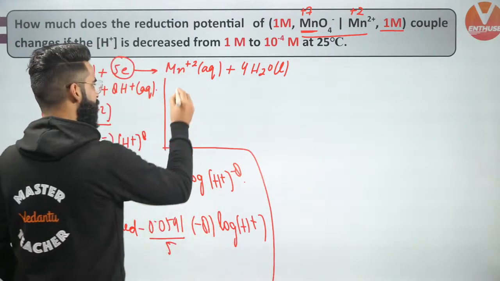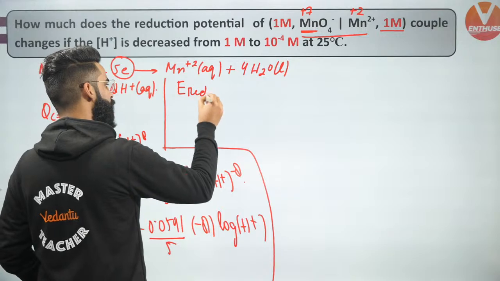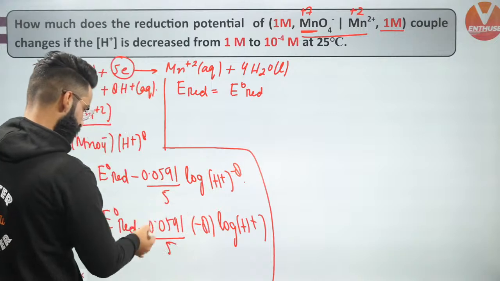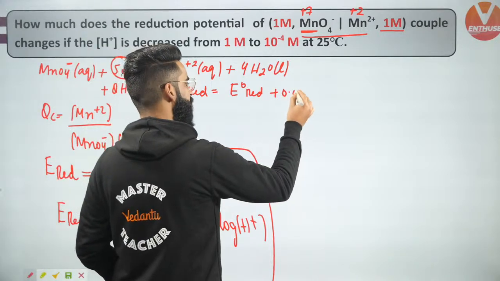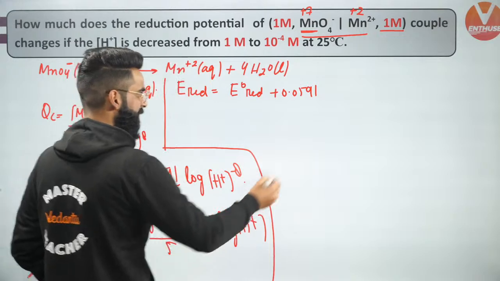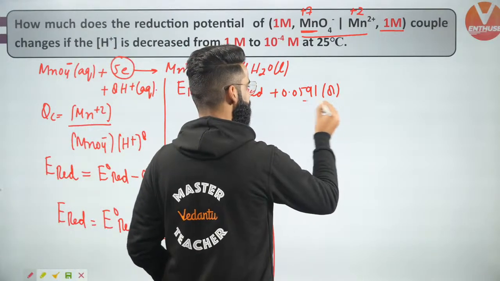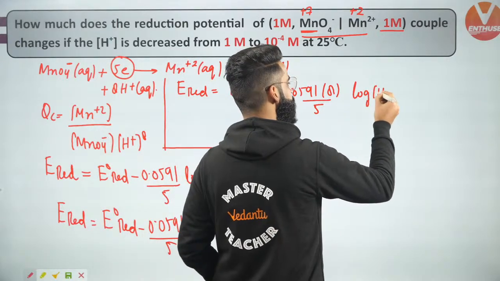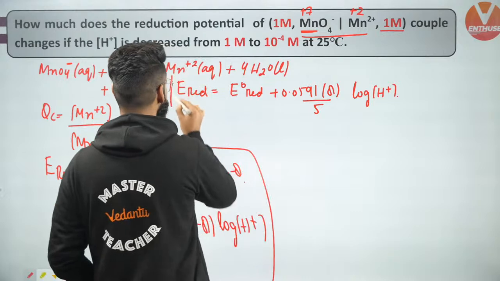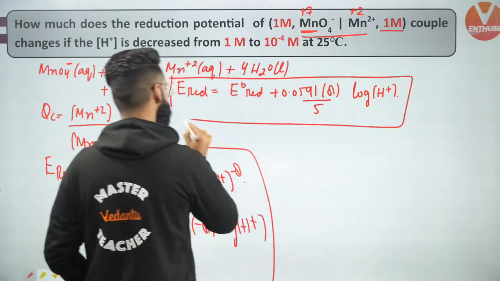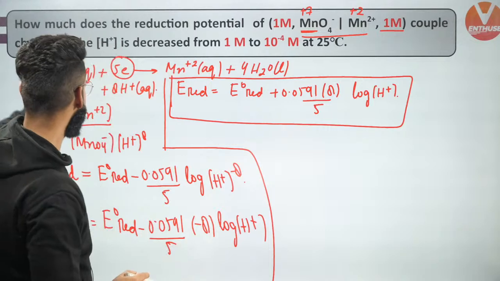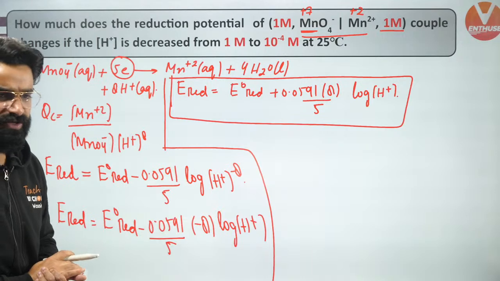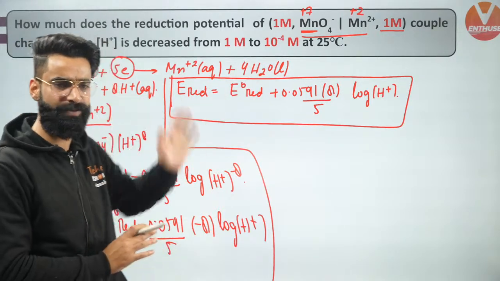Just have a look. I'm going to write the reduction potential of the electrode will be equal to standard reduction potential, which is E naught RED, plus 0.0591 multiplied by 8 divided by 5. Yes, and it's going to be log of H positive concentration. This is the general expression which we got for the reduction potential for the electrode whose cell reaction is this one.